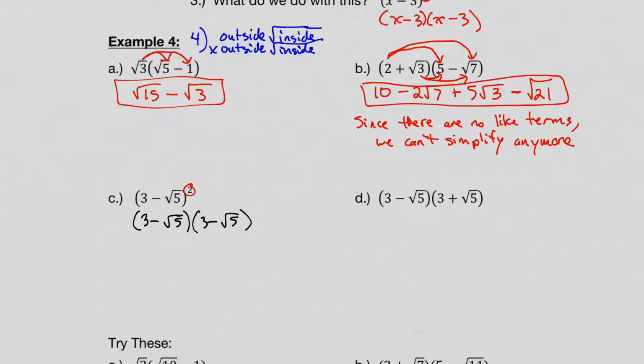And then we need to go ahead and multiply. So 3 times 3 is 9. Outside 3 times inside 5, can't do that. Same thing here. And then the last term is 5 times 5, because those are inside numbers. Negative times negative is positive. Those are the outside numbers.